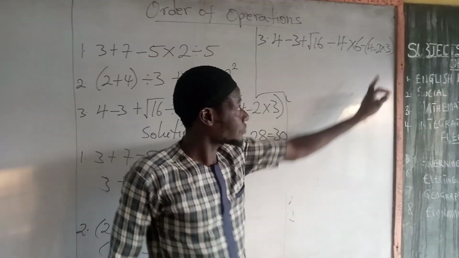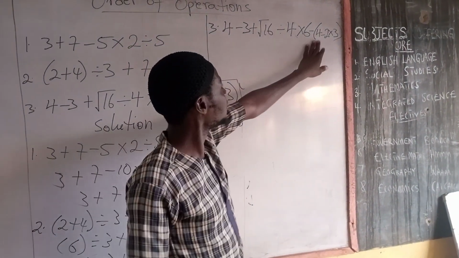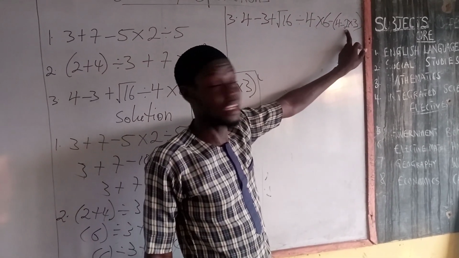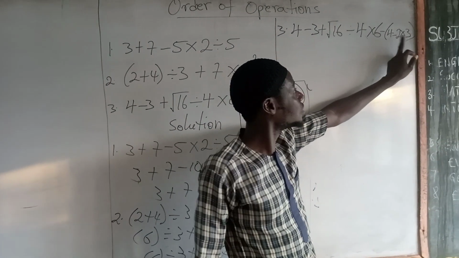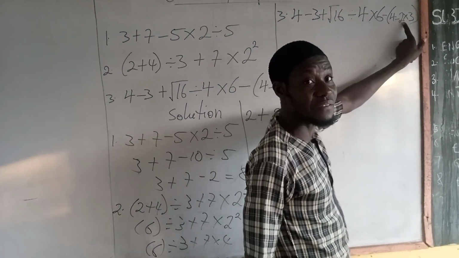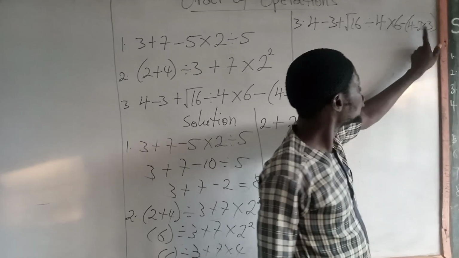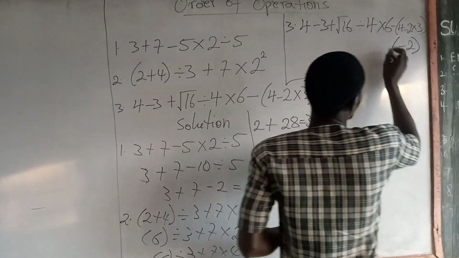So here, first of all, bracket, BODMAS. Bracket first. So we simplify what is in this bracket, and in this bracket you would have realized that you have more than one operation there. We have multiplication and subtraction. So we multiply first. So negative 2 times 3 will give us negative 6. So it will be 4 minus 6, which will give us minus 2.